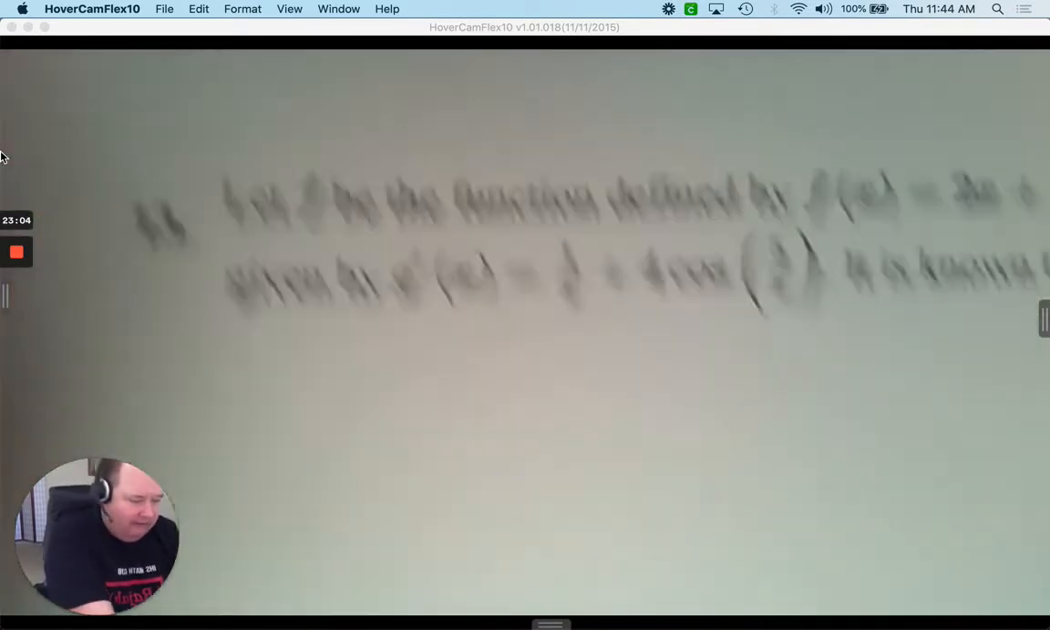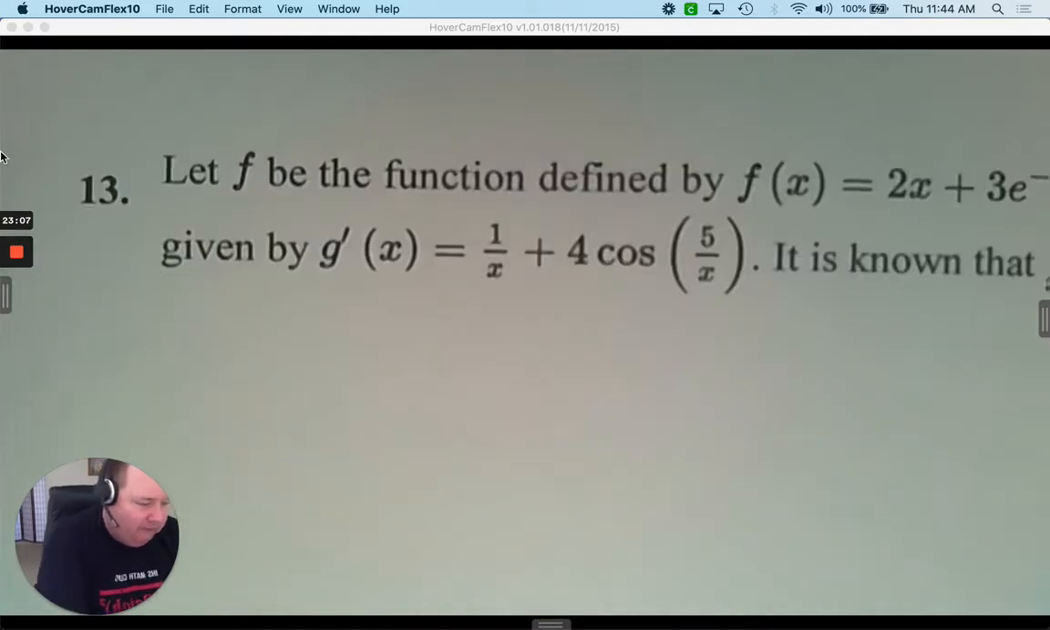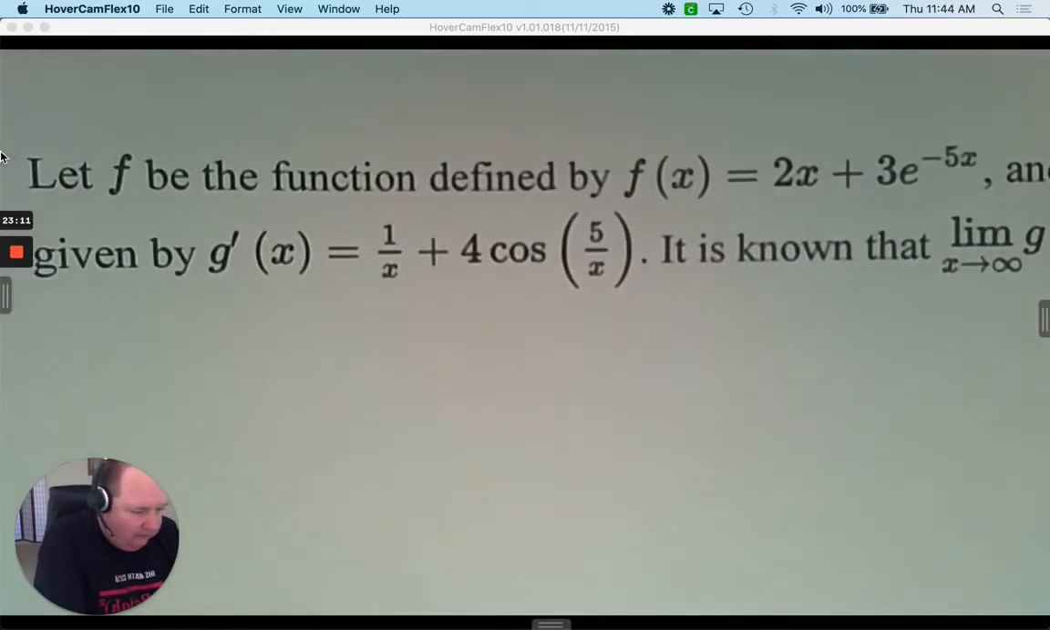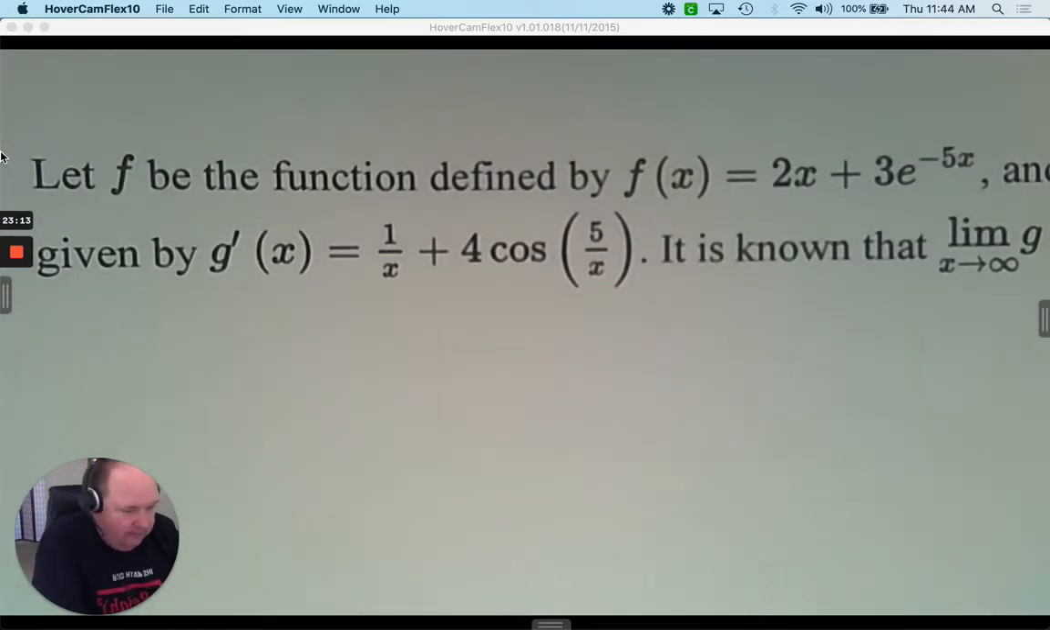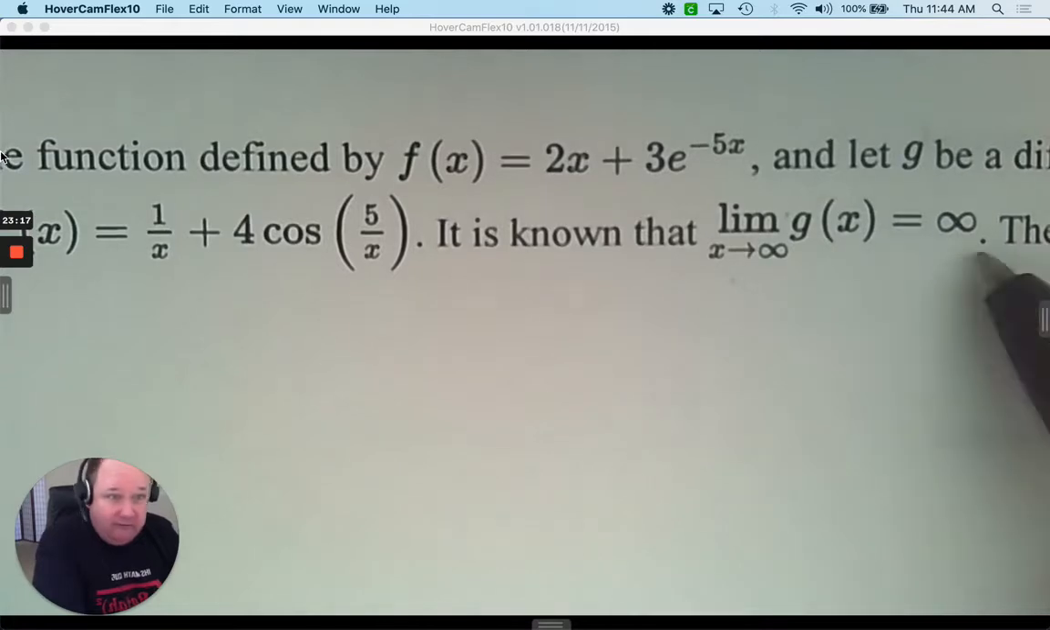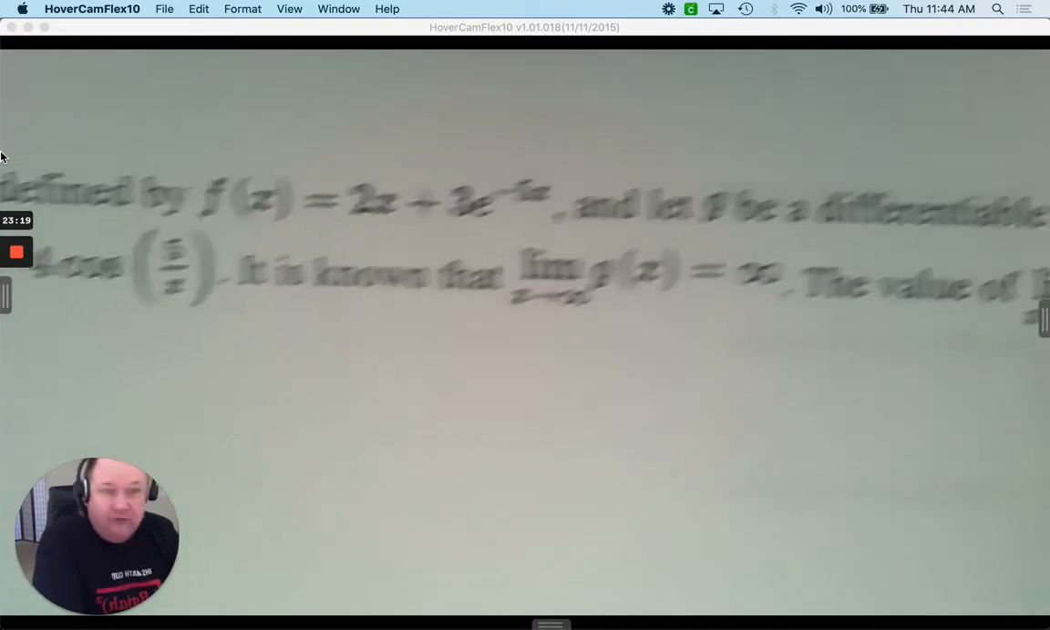Number 13. Let f be a function defined that way, and let g be a differentiable function with a derivative. It is known that the limit as x approaches infinity of g at x is infinity. So what's the value of this?